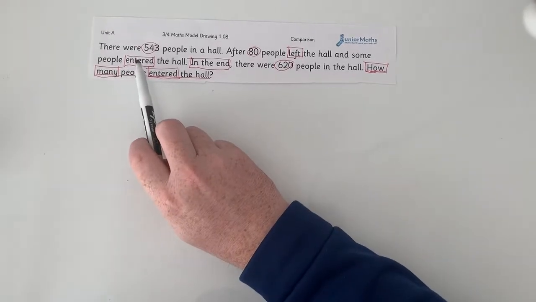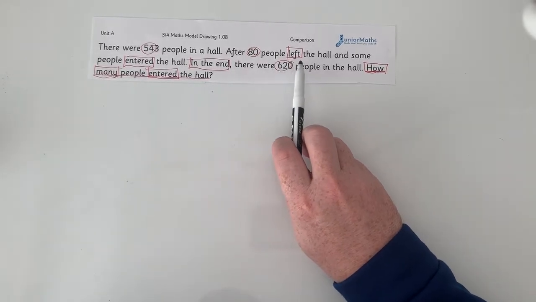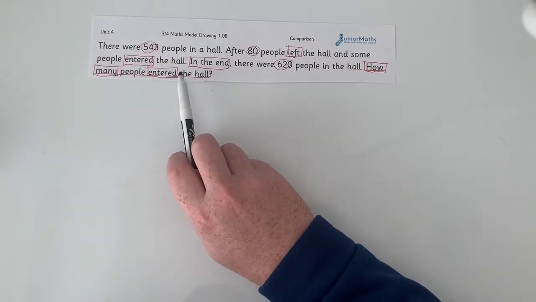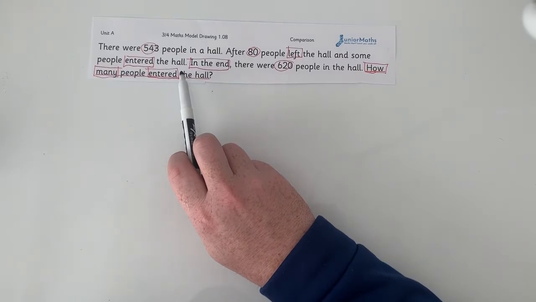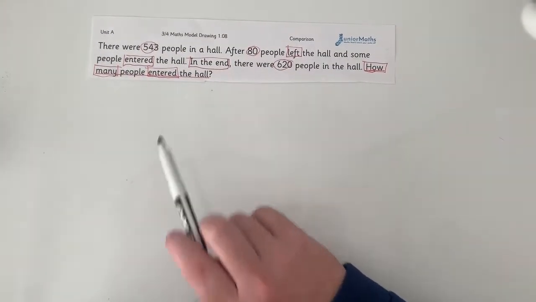So there were 543 people in a hall. After 80 people left the hall and some people entered the hall, in the end there were 260 people in the hall. How many people entered the hall?